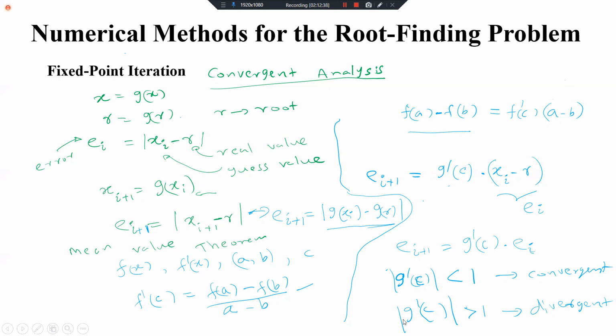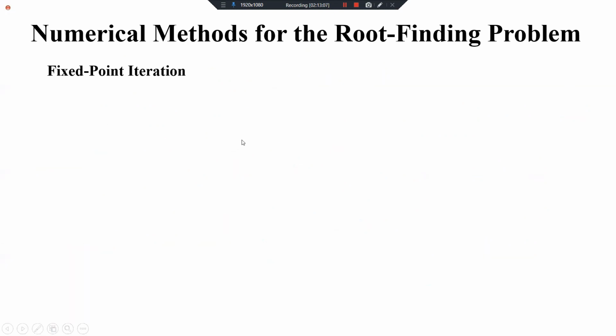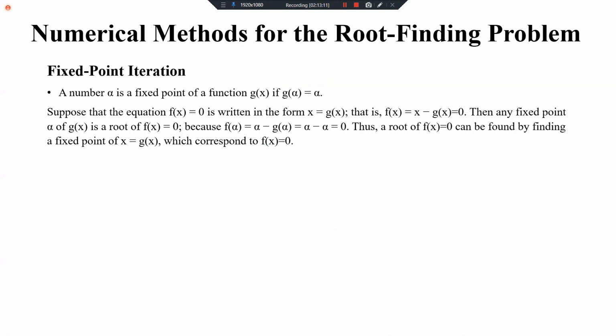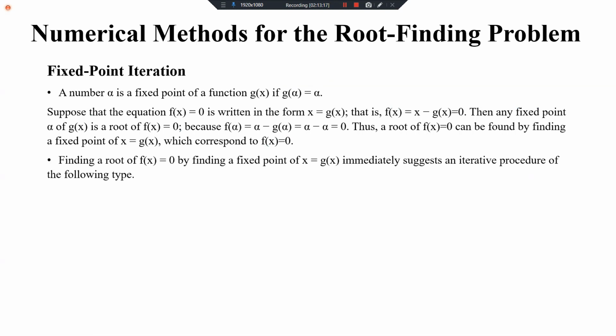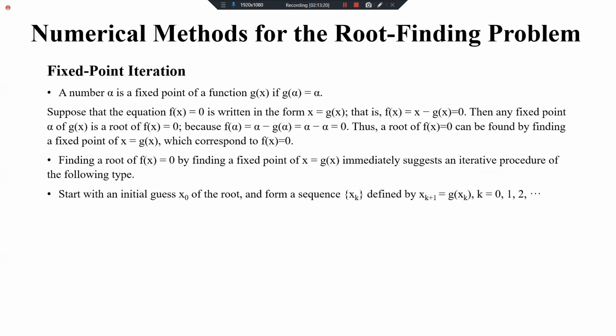So I think it is clear now. Is it clear? Just watch the video 2-3 times, then you can understand. So I will erase this and just move to the next session. This is the general thing for the fixed point iteration. Just read the things.